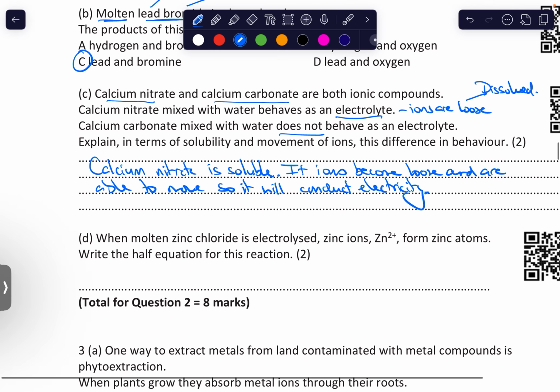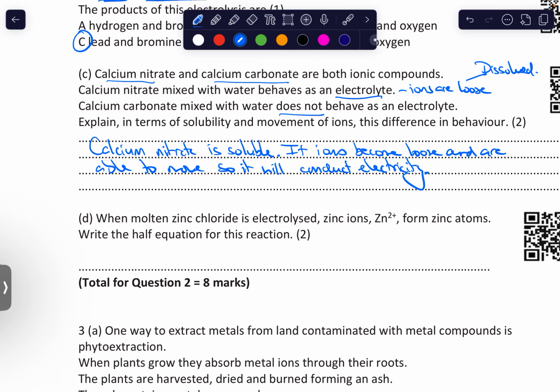Molten zinc chloride is electrolyzed. Zinc ions are formed from zinc atoms. Write the equation. Okay, write the equation. So I've got zinc ions, and they have to form zinc atoms. So how do I get from this positive charge to this? What I'm going to do here is add 2 electrons that way, and that's going to get us the marks for that particular question.